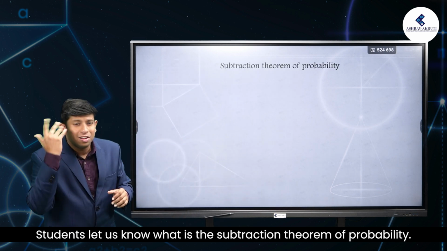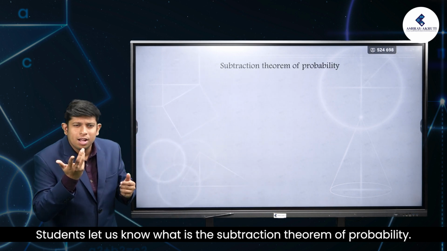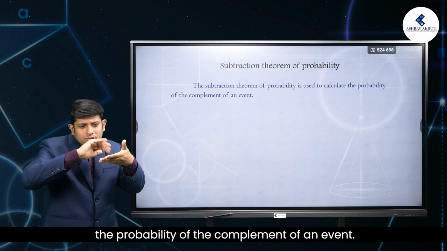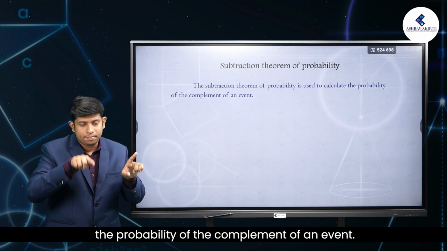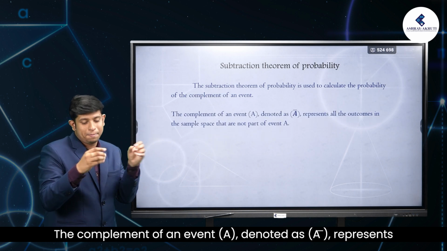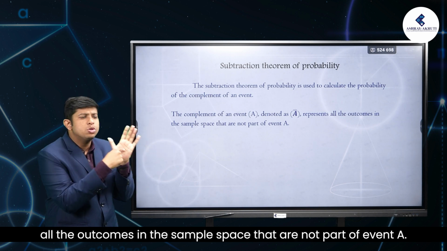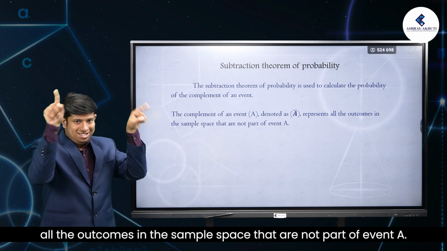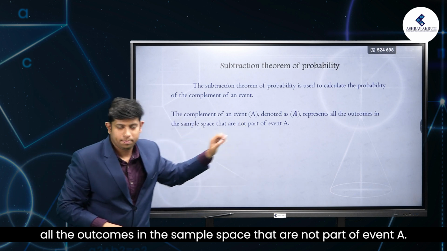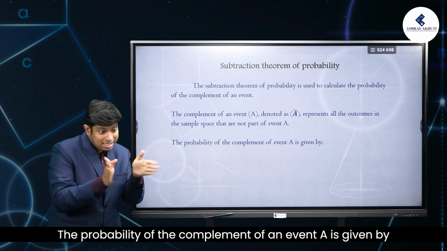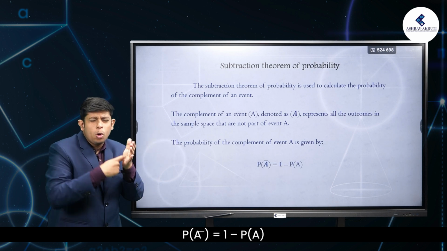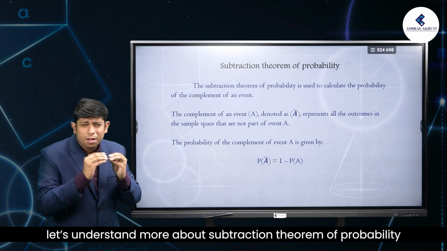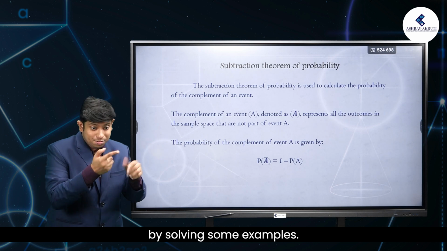Students, let us know what is the subtraction theorem of probability. The subtraction theorem of probability is used to calculate the probability of the complement of an event. The complement of an event A, denoted as A dash, represents all the outcomes in a sample space that are not part of event A. The probability of the complement of an event A is given by P of A dash is equal to 1 minus P of A.